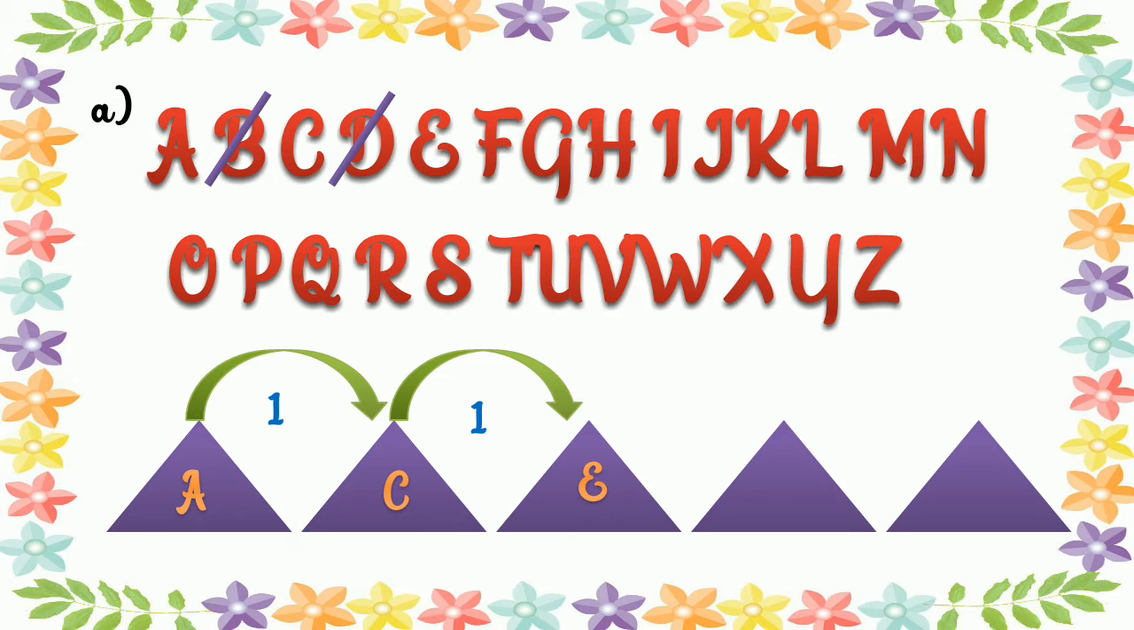Okay, very good, children. So now next, which letter comes next? So now we write E. Then we cut F. So here we cut F, and that's why the answer is G. How many letters do we cut? We cut one letter, and that's why our answer is G. So here we write G.